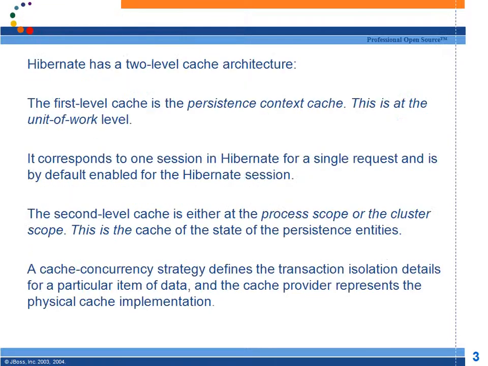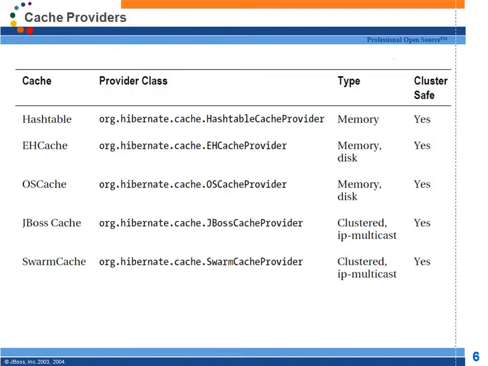Now to tell about it, these are the various cache providers with which Hibernate will integrate: Hash table cache provider, EH cache provider, OS cache provider, JBoss cache provider, Swarm cache provider. These are the cache providers with which Hibernate will integrate.